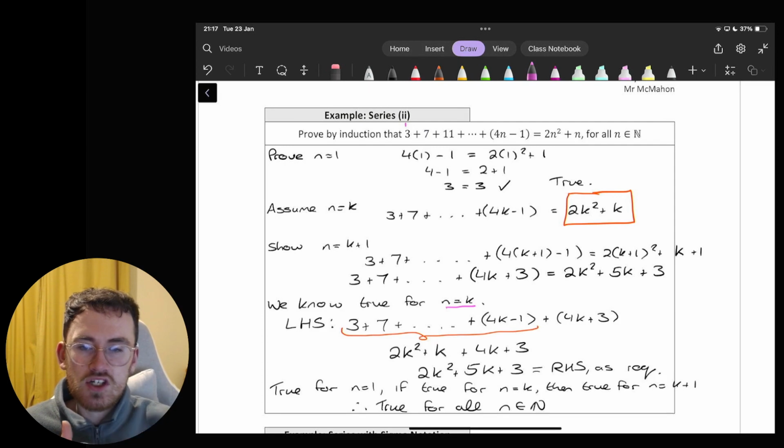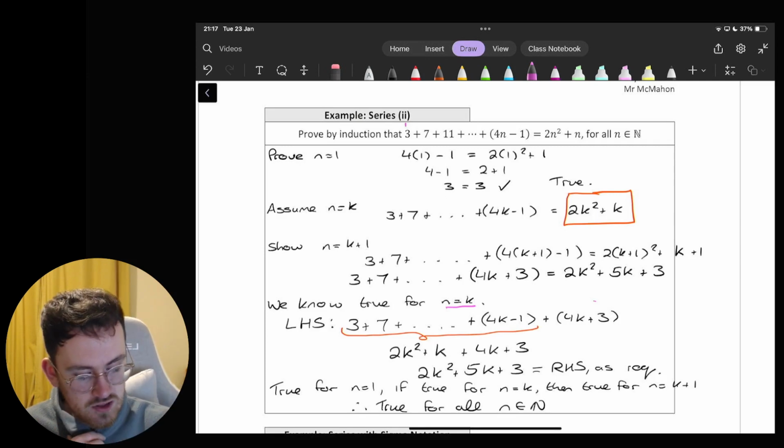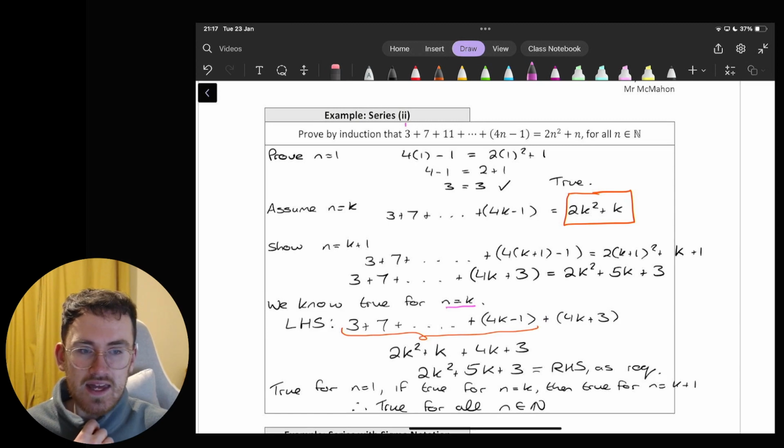And then what we're trying to show is the sum of the first k plus 1 terms, so adding on an extra term. And our extra term is the term that we got from putting k plus 1 in place of n. A lot of these follow the same steps.